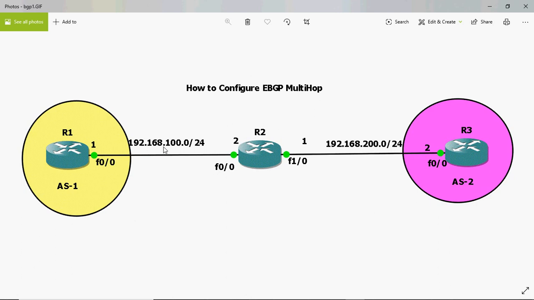So in this scenario, we have to configure eBGP multihop in the R1 router as well as the R3 router. But if the R1 router has any LAN network and the R3 router also has a LAN network, and we are advertising them in BGP, R1 will learn the LAN network of R3 and R3 will learn the LAN network of R1. But this is a poor design.